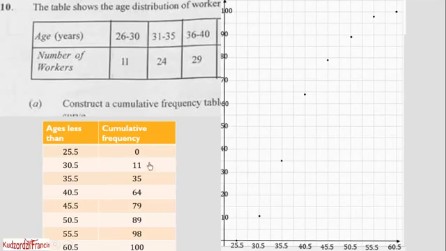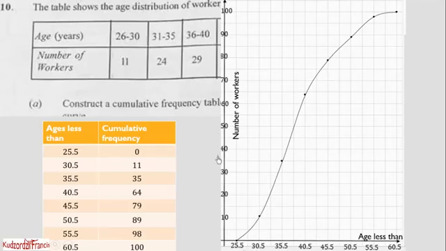So the next thing is to draw a curve through all the points. So this is the cumulative frequency curve we are looking for. Now we need to calculate the B part. So we have the number of workers on the vertical axis and age less than on the horizontal axis. Always remember to label your axis.